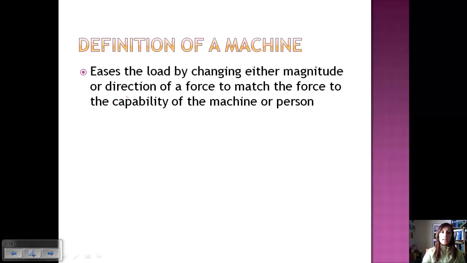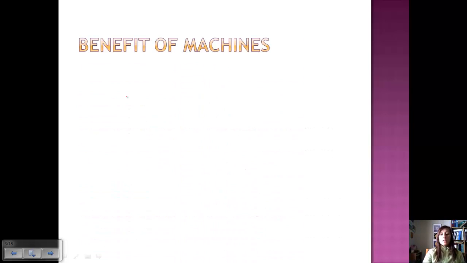So let's talk about what a machine is. A machine eases the load by changing either the magnitude or the direction of the force to match the force to the capability of the machine or the person. So usually we're changing it so we can apply a small force and the machine will produce a larger force, but we could also change the direction of that force. So push down and then something else moves up. So those are some benefits to machines.